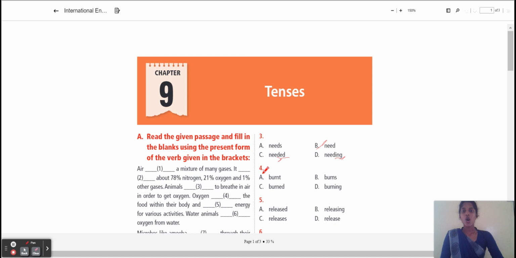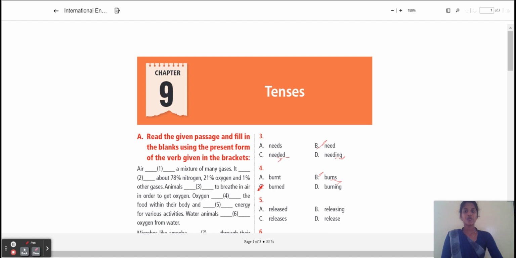The fourth question: oxygen dash the food within our body and dash energy for various activities. The options are burnt, burns, burned, burning. I already told you, except burnt and burns, the rest are continuous and past tense. Here the correct option is burns. Why? Because oxygen is a singular form, so we can add s in the place of burn. Burnt is the past form.